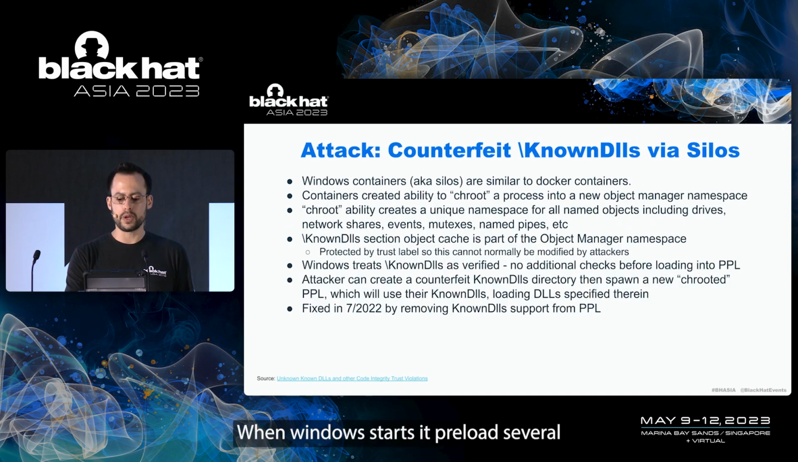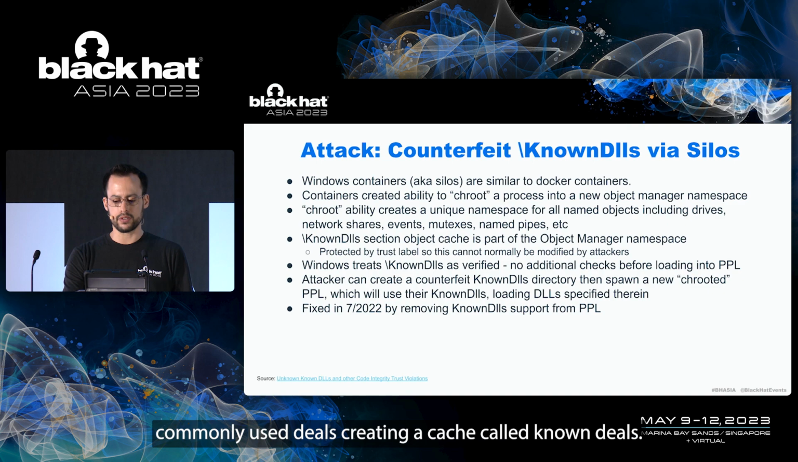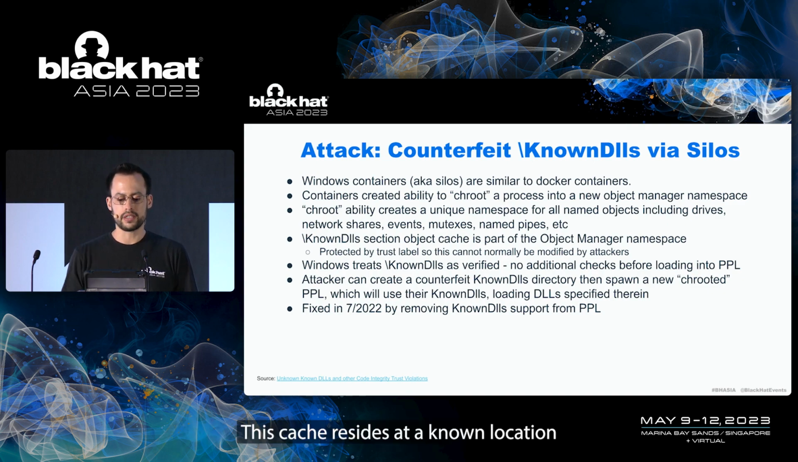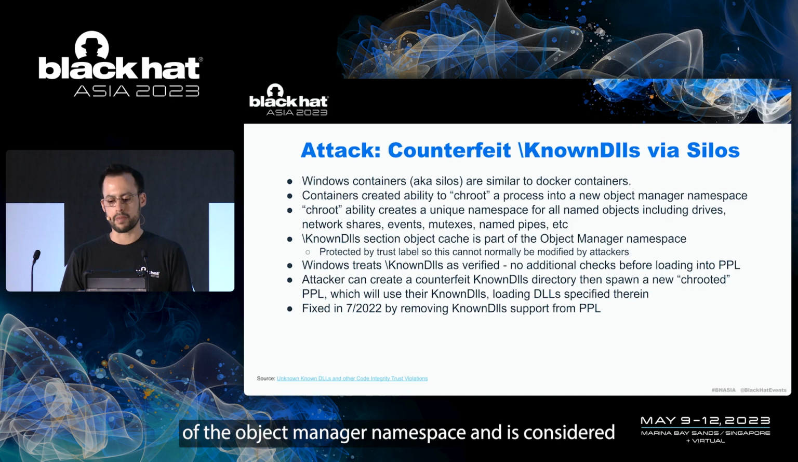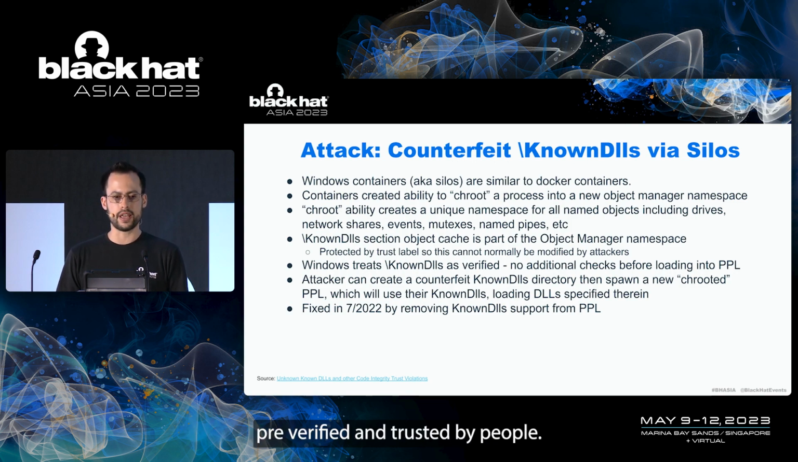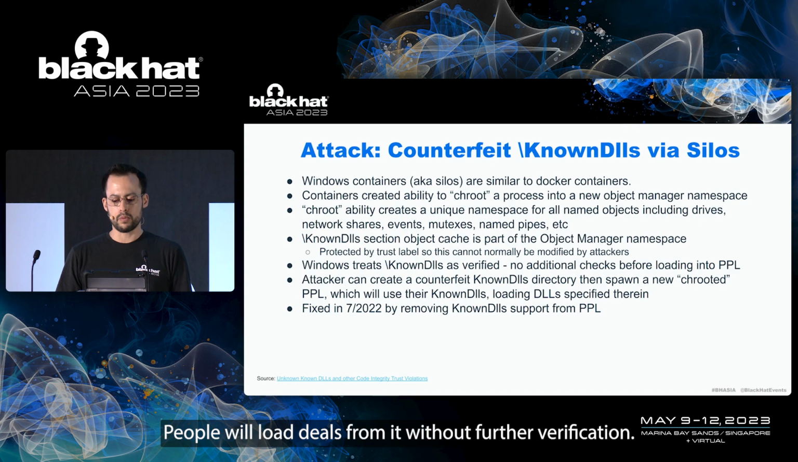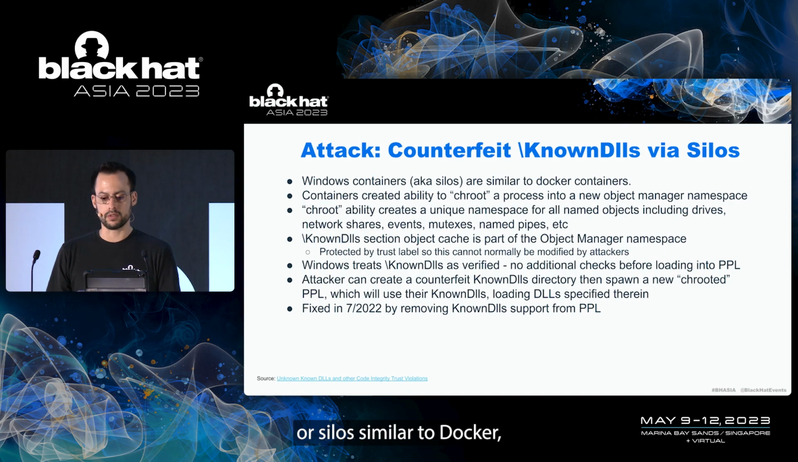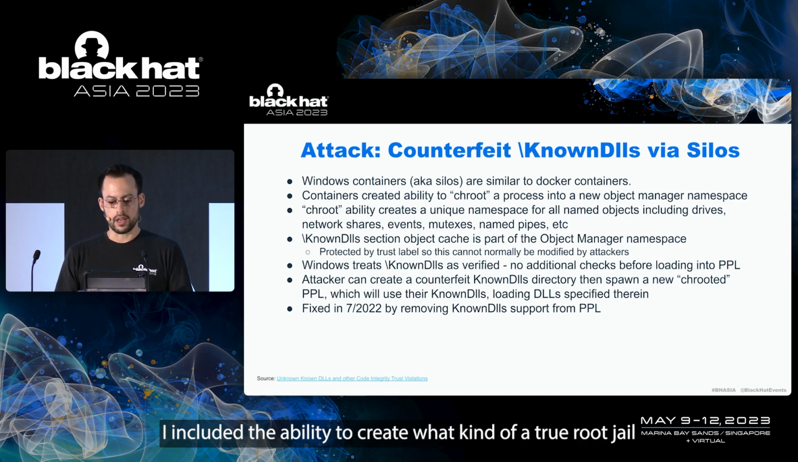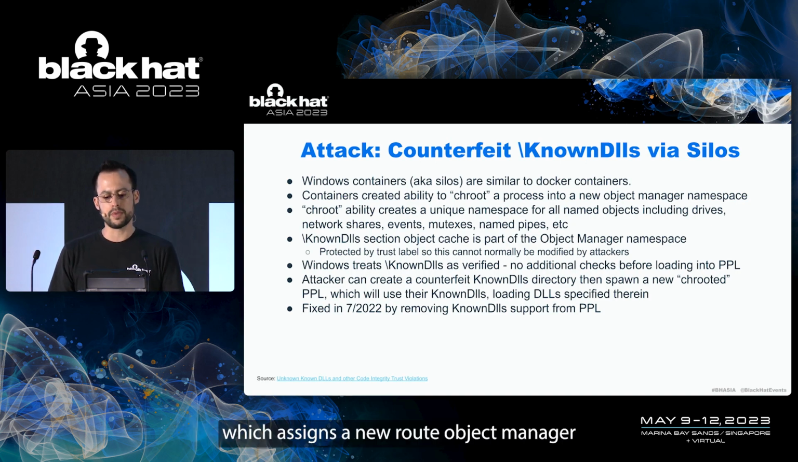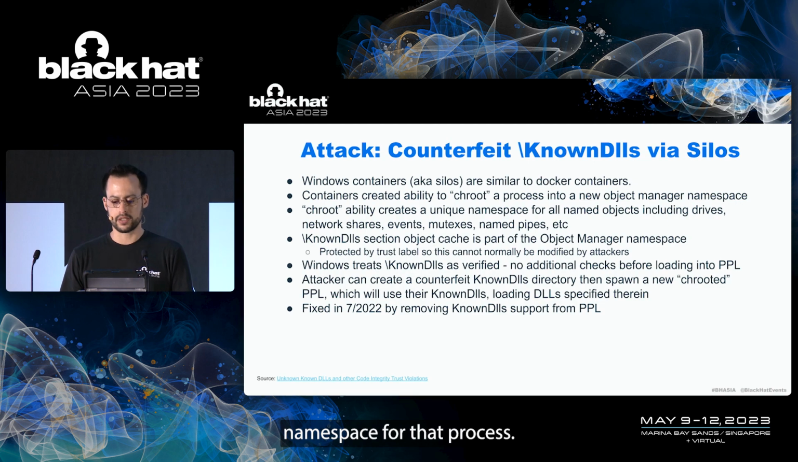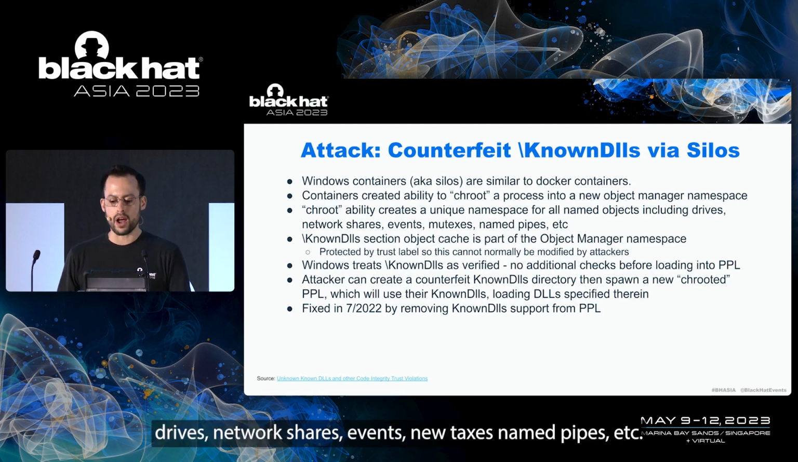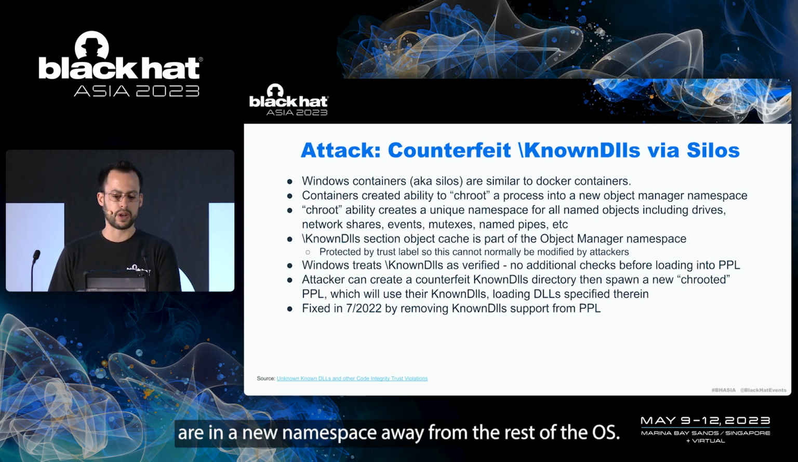For performance reasons, when Windows starts, it preloads several commonly used DLLs, creating a cache called known DLLs. This cache resides at a known location at the root of the object manager namespace and is considered pre-verified and trusted by PPL. PPL will load DLLs from it without further verification. When Windows added support for containers or silos, similar to Docker, it included the ability to create kind of a root jail, which assigns a new root object manager namespace for that process. This means that all named objects, including drives, network shares, events, mutexes, named pipes, etc., are in a new namespace away from the rest of the OS.